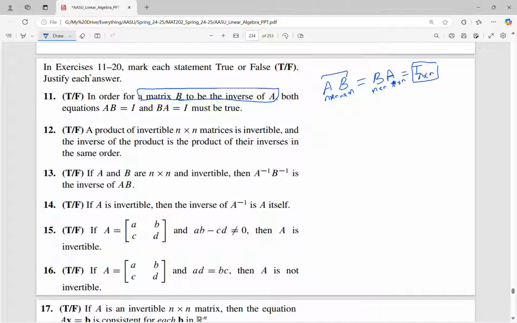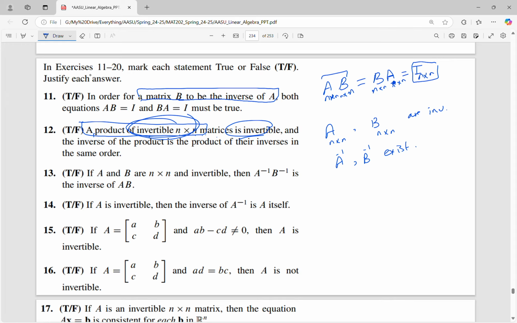A product of invertible matrices. The question says the product of invertible n by n matrices is invertible. That means the following. Imagine you have a square matrix A and another square matrix B, and both are invertible, which means A inverse exists and B inverse exists. So both exist. The question says a product of invertible matrices is invertible. So we are talking about question 12. If we have two matrices, both of them invertible, is the product invertible? Yes, this is correct.